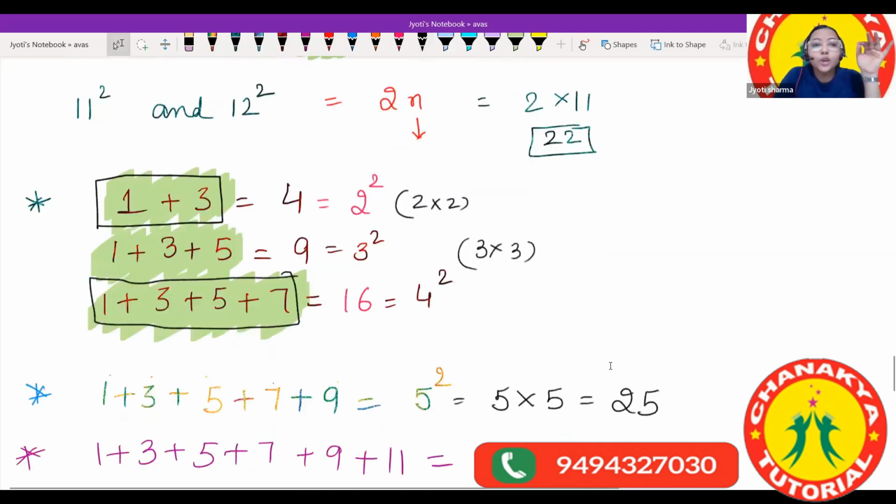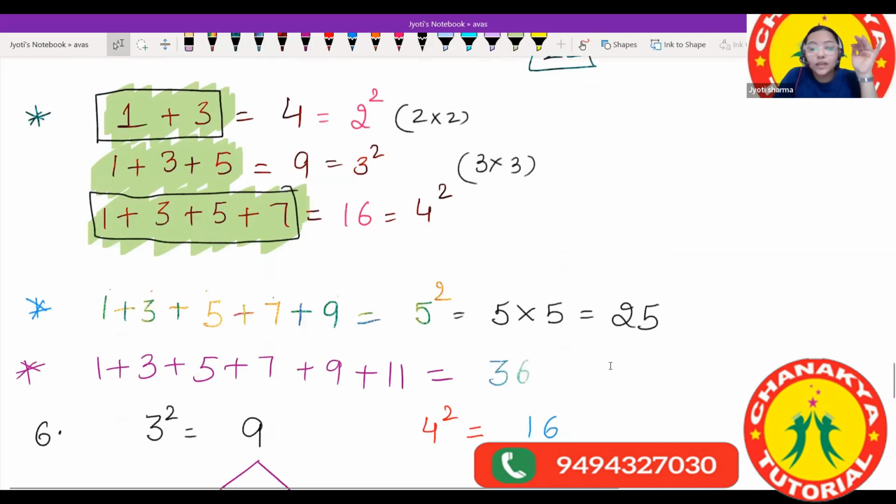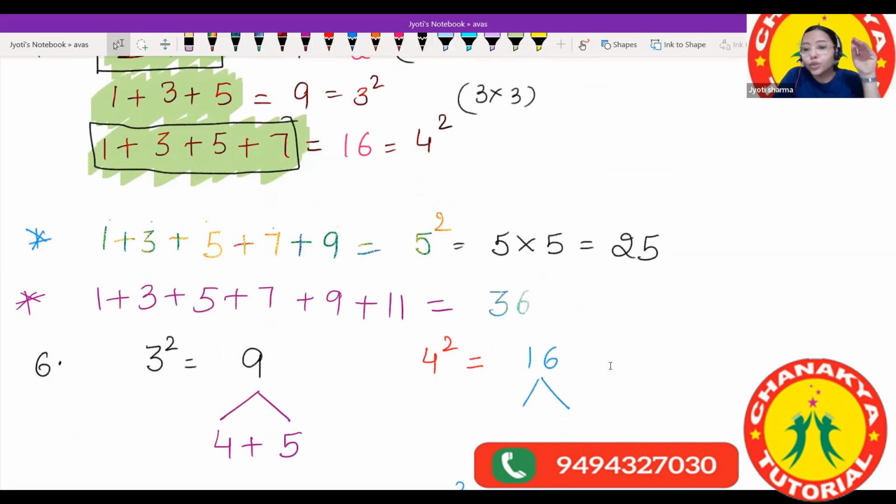Okay. Then we came to know about odd numbers. Without adding, you can find the answer, like 1 plus 3 plus 5 plus 7. You just count the numbers and take the square, and that is your answer.